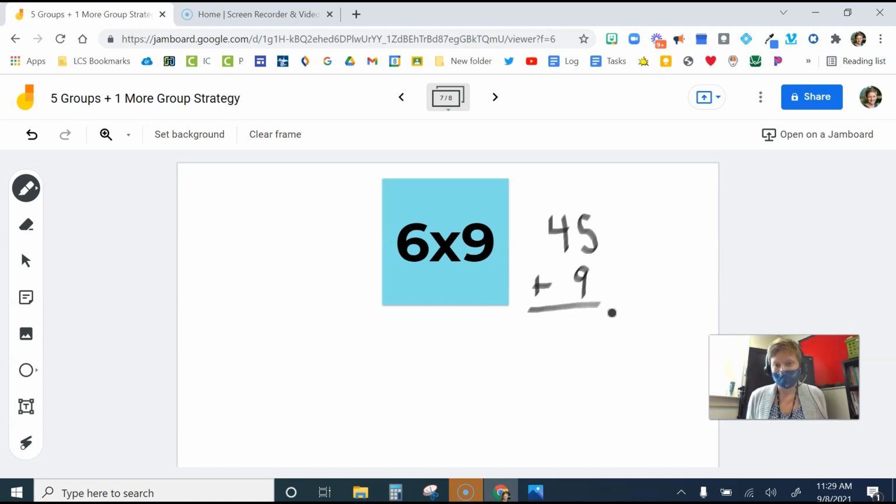Now, you know what? Here's a little trick when I add 9s. I think about adding 10 and then taking away 1 because I added 1 too many. So I'm going to do that in my head. 45 plus 10 would be 55, but I need to take 1 away, so I would be at 54. You could add the 5 plus the 9 and regroup into a 10 if you needed to, but however you want to do it, 5 groups plus 1 more group gave me the 54.